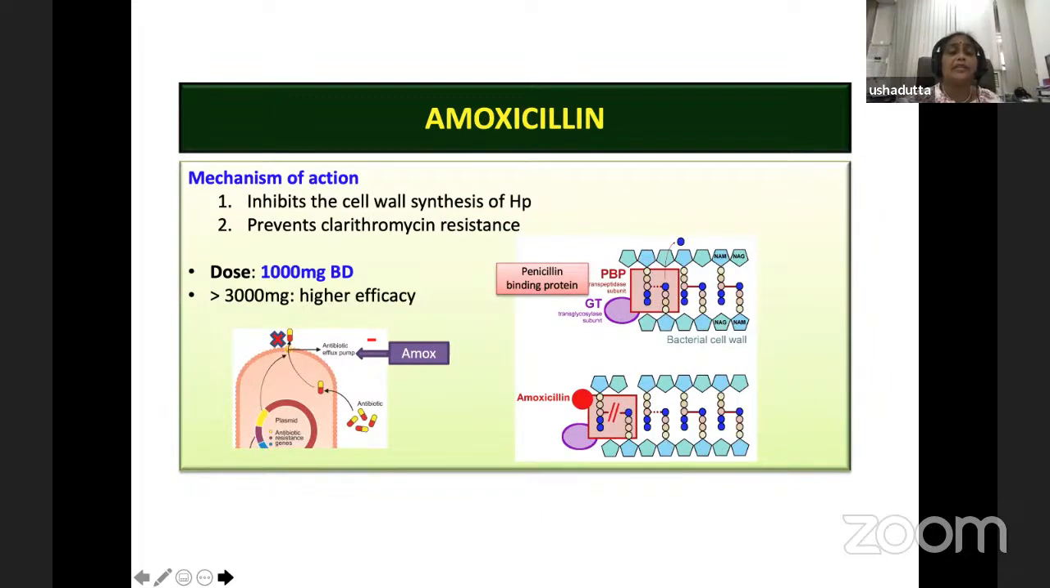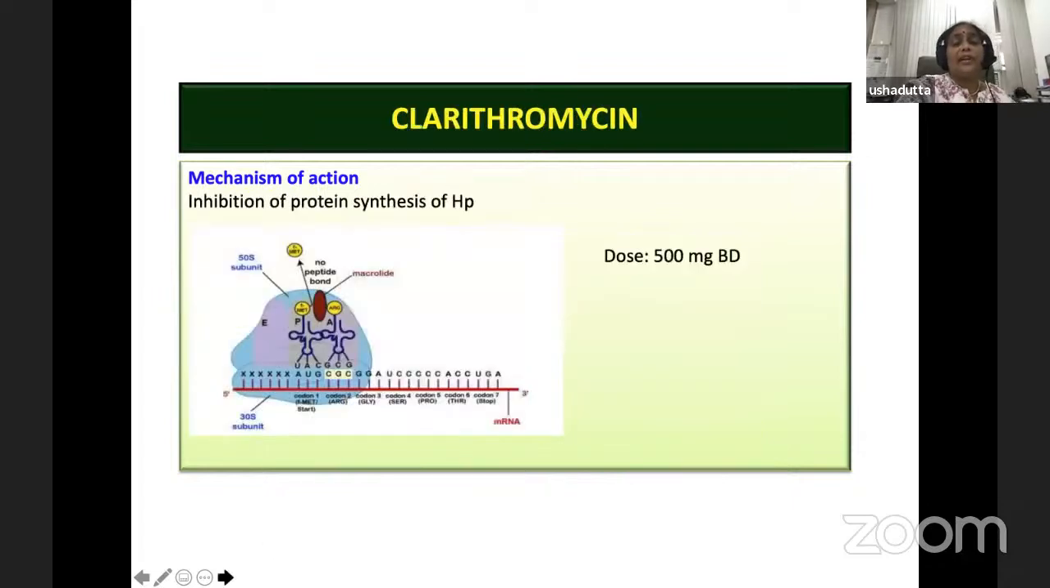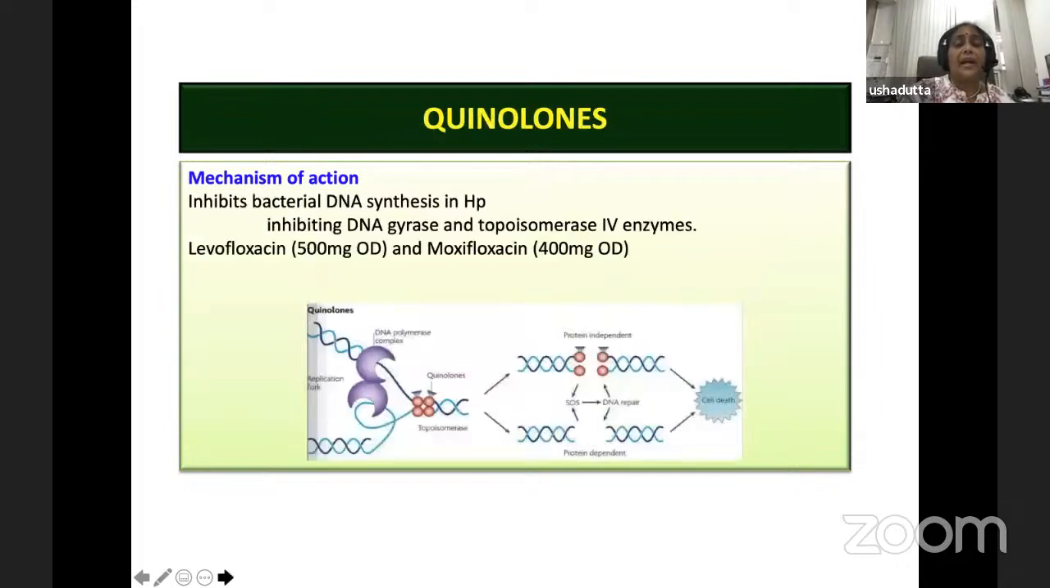As I said, amoxicillin is a cornerstone. The dose is 1 gram twice a day, and more than 3,000 milligrams, that is more than 3 grams, has higher efficacy. So amoxicillin has an important role, not only in directly acting against the bacteria, but also to decrease the chance of clarithromycin resistance. When we look at clarithromycin, it inhibits the protein synthesis of H. pylori, and the dose is 500 BD.